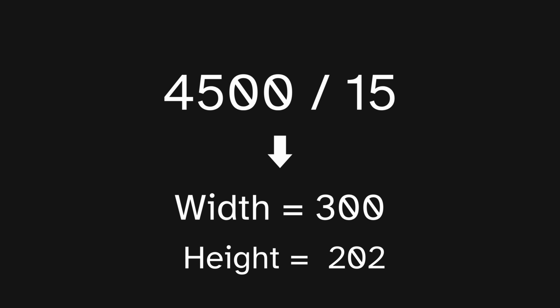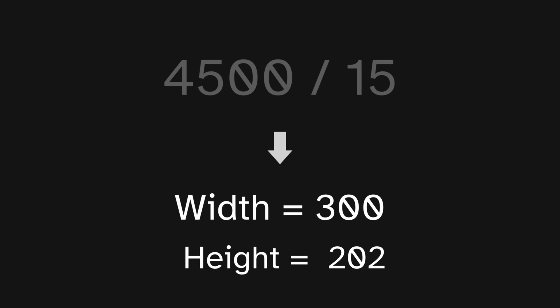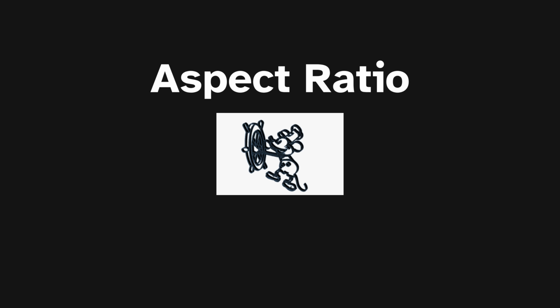We have to decide what size our image will be for large screens and small screens. We know that the original image is 4500 pixels by 202 pixels. So if we want to use a default width and height for our turntable effect, we'll have to divide 4500 by 15 since we have 15 frames. That will give us 300 for the width and our height will remain 202 pixels. In order for us to increase and decrease the size of the image, we have to keep in mind the aspect ratio of the original image.